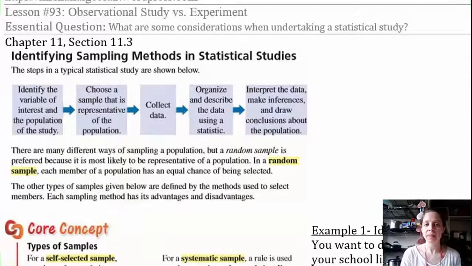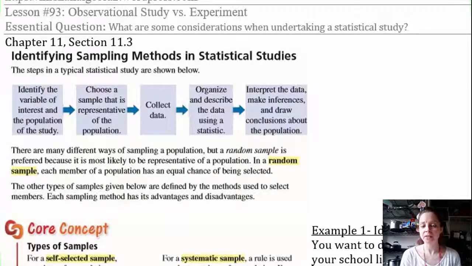The steps in a typical statistical study are shown below. Identify the variable of interest and the population of the study. Choose a sample that is representative of the population. Collect data. Organize and describe the data using a statistic. Interpret the data, make inferences and draw conclusions about the population.